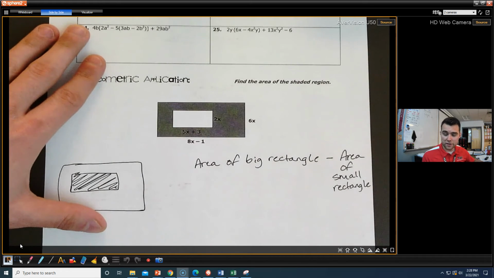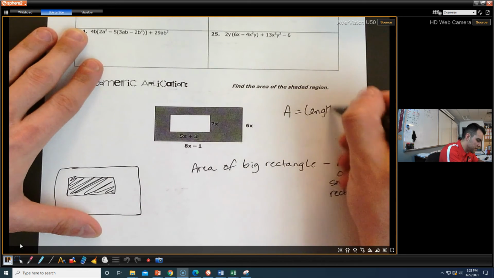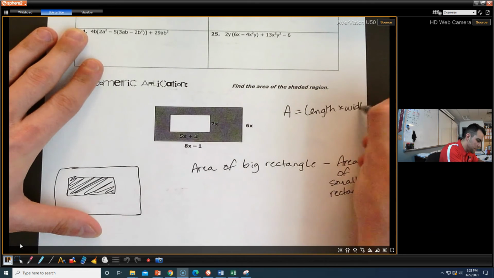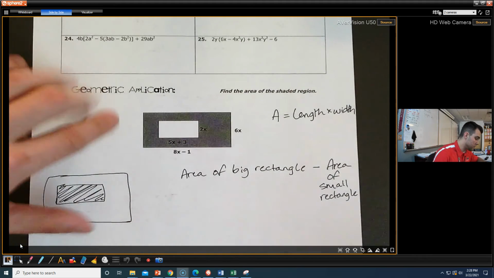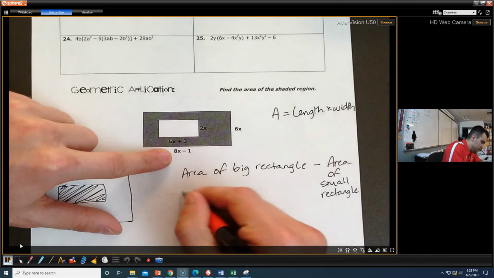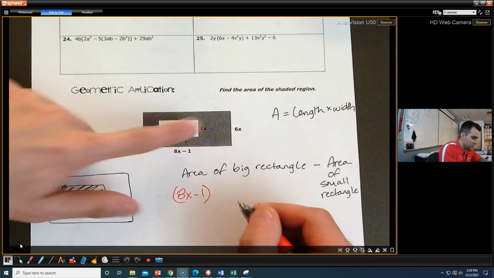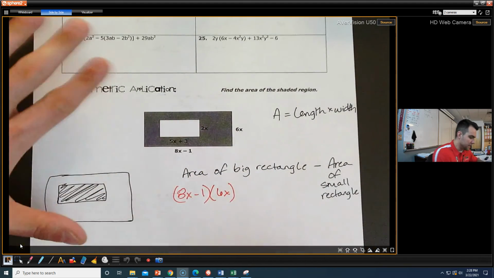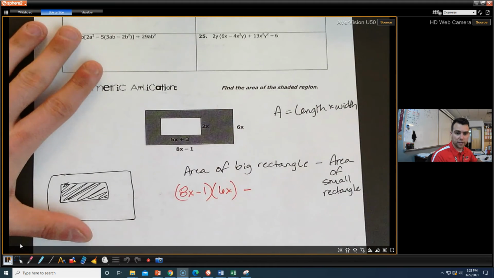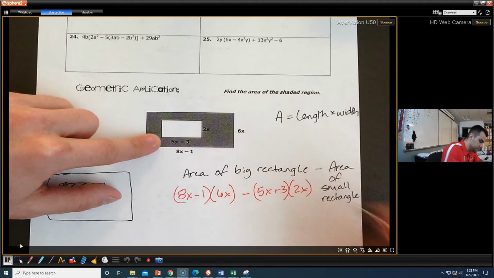So let's find those areas. We know the area of a rectangle is length times width. And we have a length times width for both these problems. Let's start with the bigger rectangle. For the big rectangle, my length is 8x minus 1. My width is 6x, so I have to multiply those. Minus the area of my small rectangle, my length for that one is 5x plus 3, times 2x.